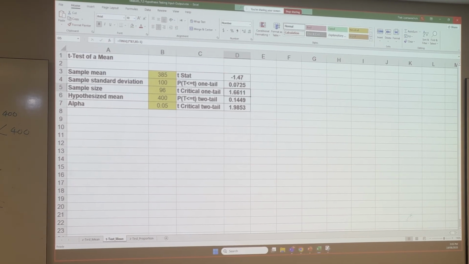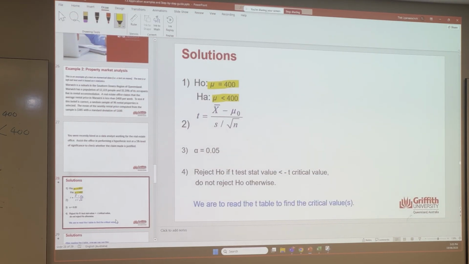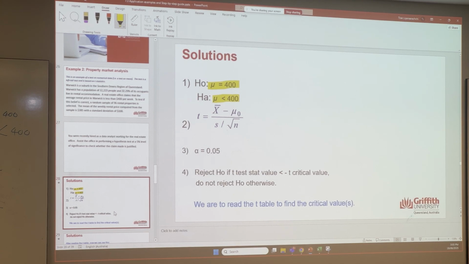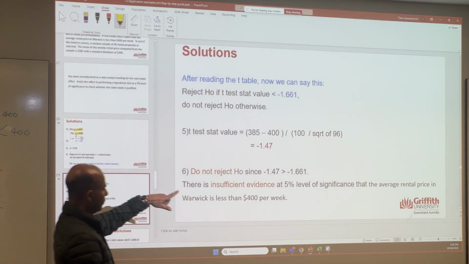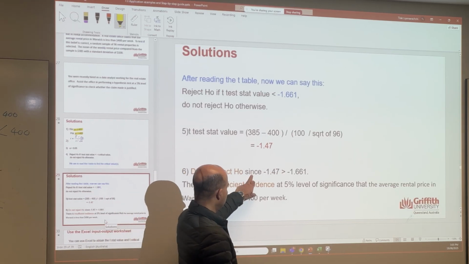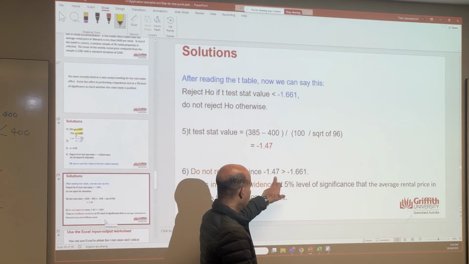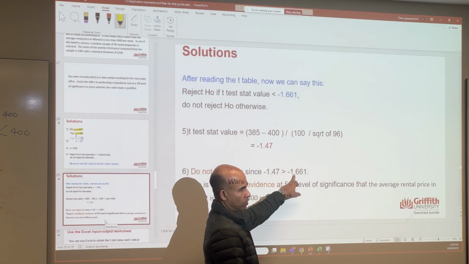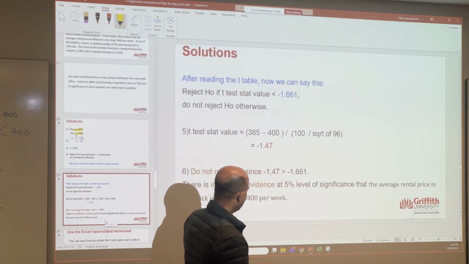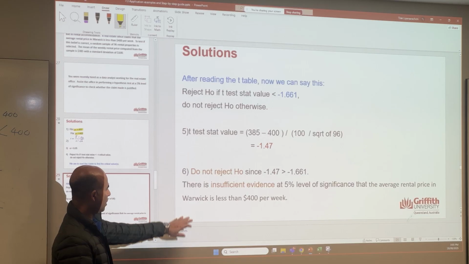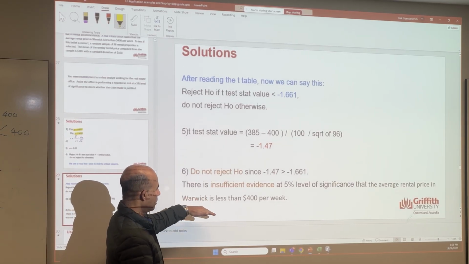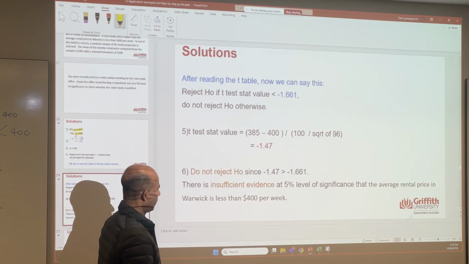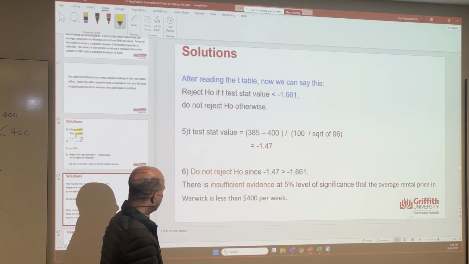Okay. Either you use the diagram or you can use this way. So you got this manually, 1.47. So don't reject, because minus 1.47 is bigger than minus 1.661. So therefore you don't reject. So there is not enough evidence to say that rent is actually less than 400.